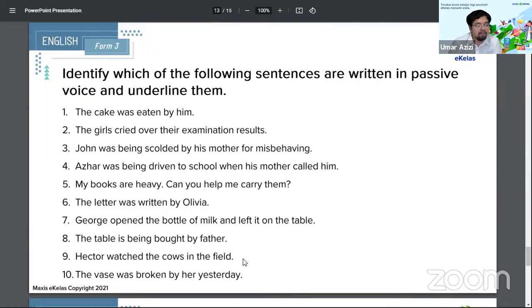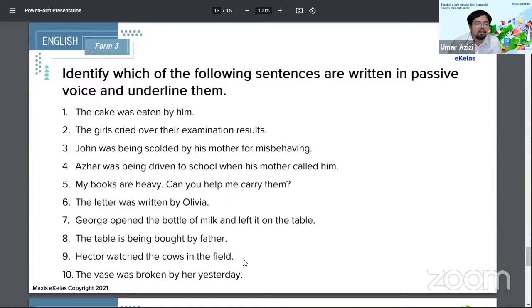My books are heavy. Can you help me carry them? Can you help me carry my books? They are heavy. Number 6, the letter was written by Olivia. Number 7, George opened the bottle of milk and left it on the table. Number 8, the table is being brought by father. Hector watched the cows in the field. And finally, the vase was broken by her yesterday. So these are all the sentences.